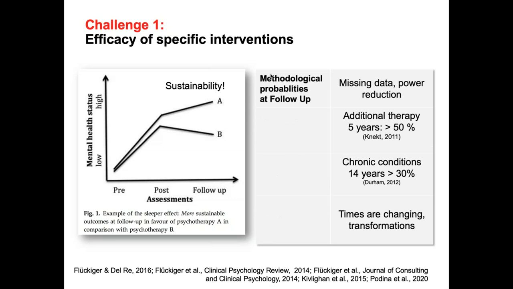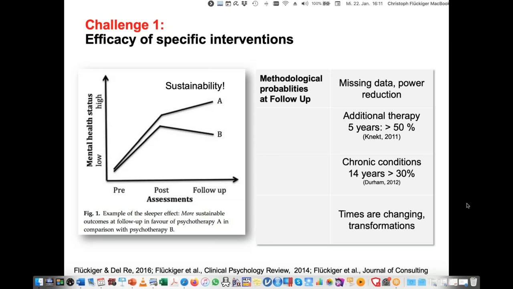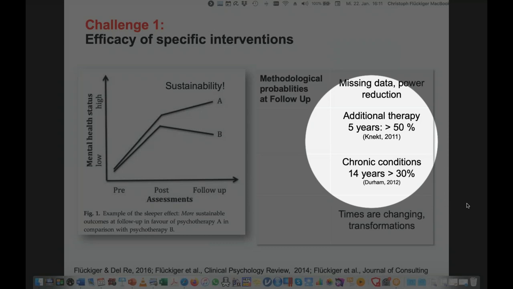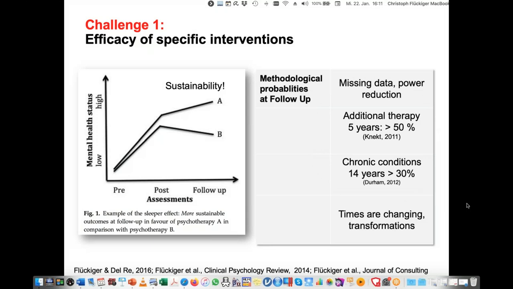From a methodological point of view, we could discuss that, for example, we have missing data in the follow-up assessments after 6 or 12 months, and of course this missing data would reduce power to detect effects. Knecht also discussed that in many RCTs, we have additional psychotherapies. 50% of patients could have an additional psychotherapy within 5 years, which is interesting. That would be a huge confound.